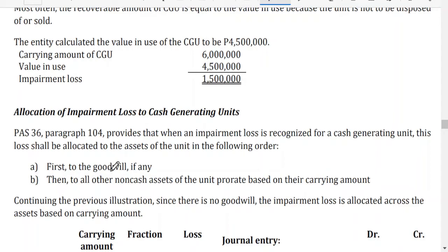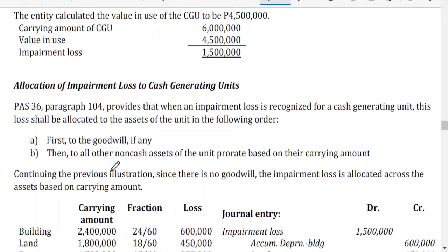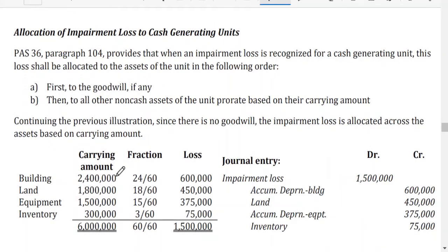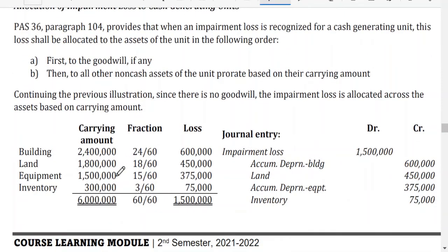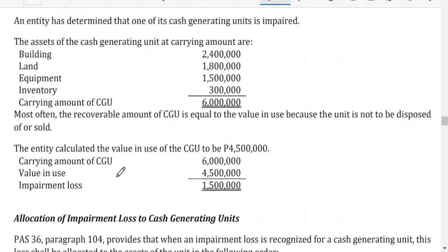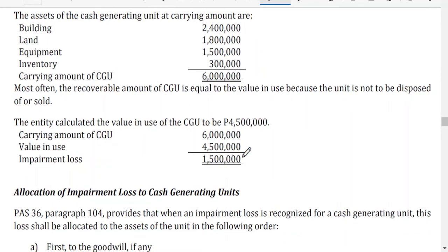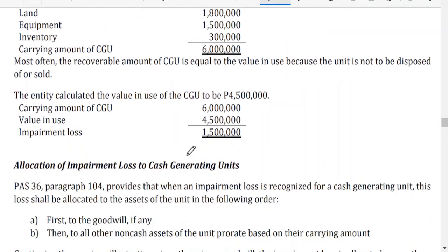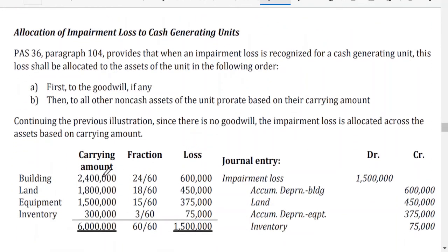First, it will be applied to the goodwill, if any, and next would be to other non-cash assets of the unit, prorate based on their carrying amount. So how much would be the impairment loss that will be absorbed by each of the assets of the cash generating unit? In the problem, there is no goodwill. So therefore, the impairment loss will be allocated to the other assets. So let's get the carrying amounts.